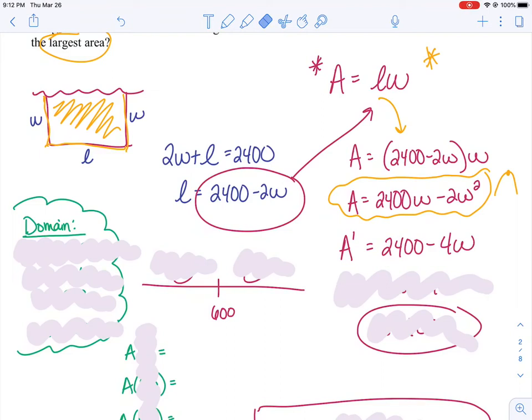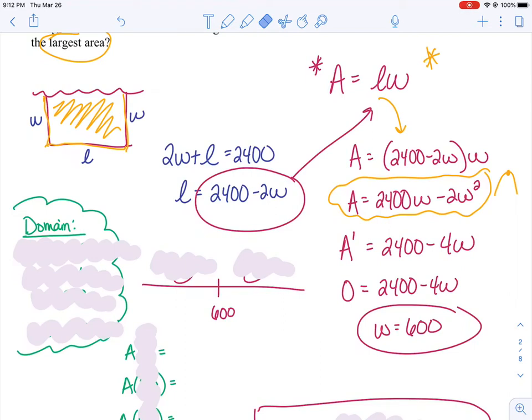I ended up getting a derivative of 2,400 minus 4W. The rate at which the area changes with respect to that width changing is 2,400 minus 4W. I'm going to find my critical numbers now by setting that derivative equal to 0 or does not exist. I'm going to solve, and I end up getting a critical number of W equals 600.